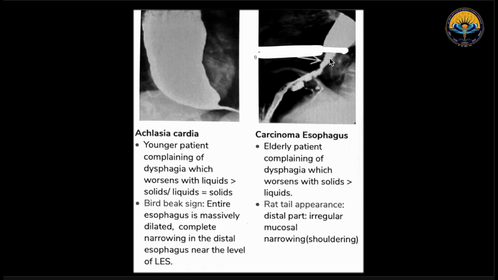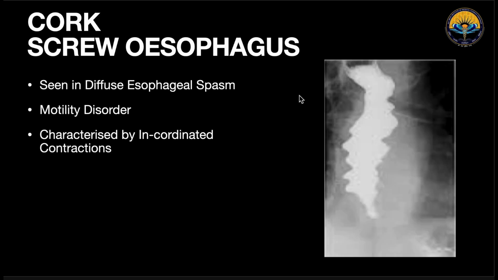And here it will have irregular narrowing. Like in achalasia there was very smooth tapering, but in carcinoma esophagus there will be irregular narrowing, and this gives a rat tail appearance. So we should always know how to differentiate achalasia cardia from carcinoma esophagus on barium swallow.